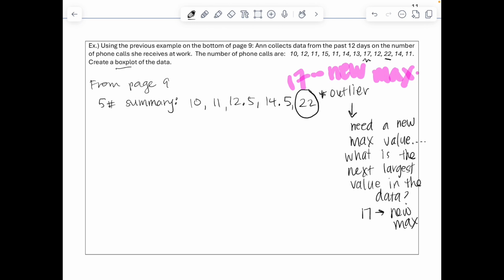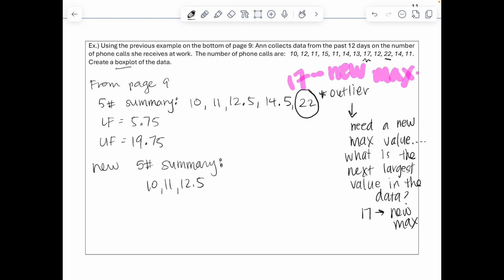And so from before, we also calculated our lower fence and our upper fence on page 9. Lower fence was 5.75, upper fence is 19.75. So our new 5-number summary is now going to be 10, 11, 12.5, 14.5, and now 17, because remember 22 is now an outlier.